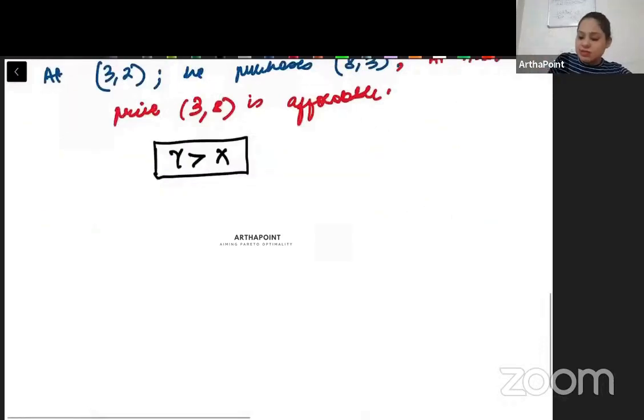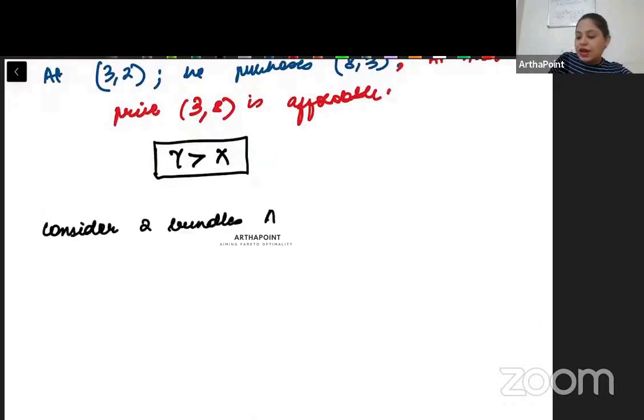Please write down this statement that consider two bundles, A and B.